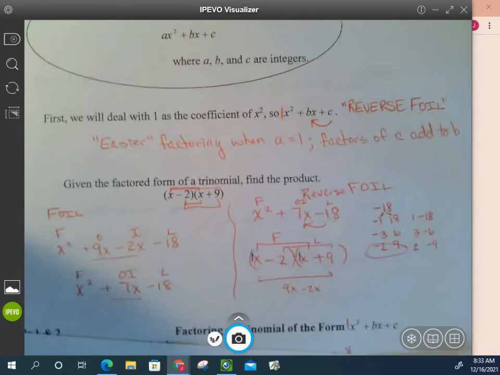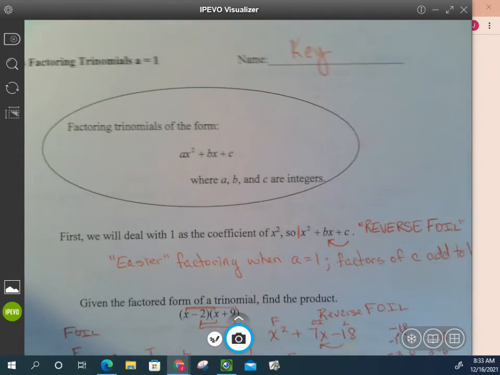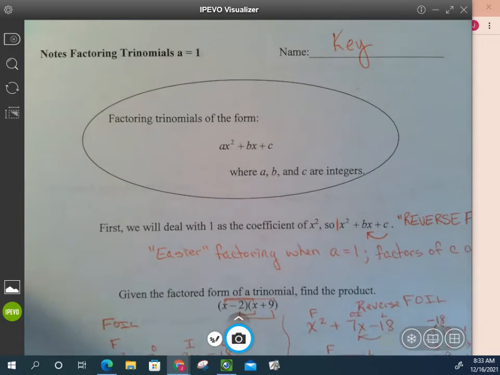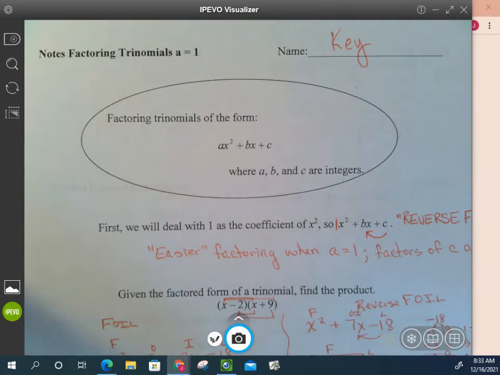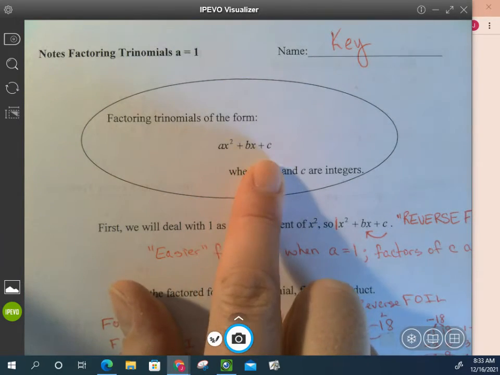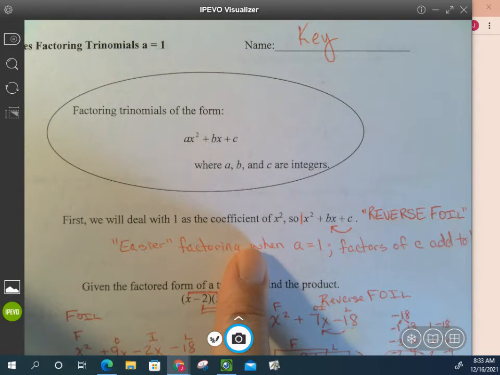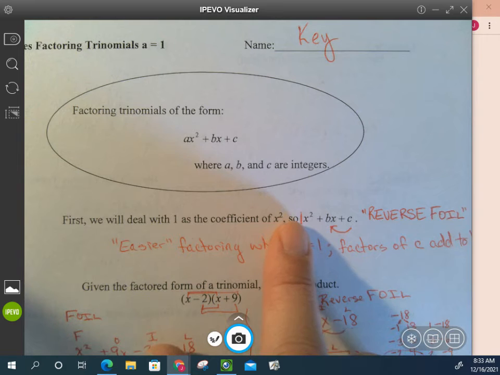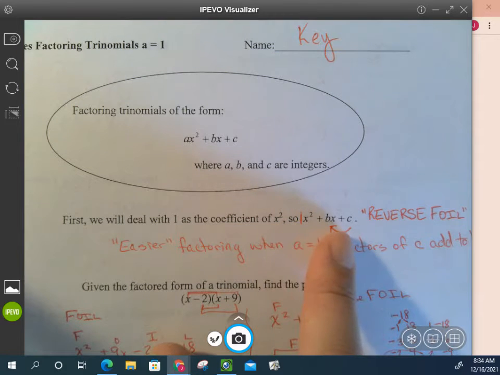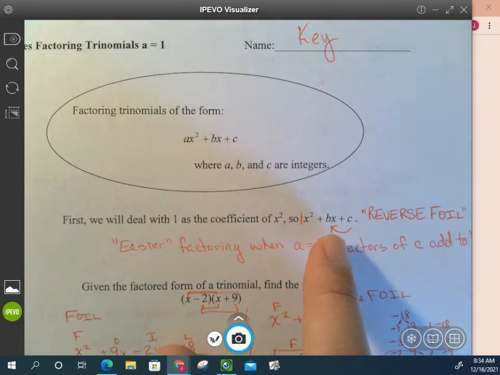All right, so we are continuing our factoring trinomials. We started off when a was 1, and this is what we were just talking about. We have ax squared plus bx plus c, and I talked about this being easier factoring when a is 1. When the value of a in front of x squared is 1, the factors of c will add up to b. And we do this idea of reverse FOIL.